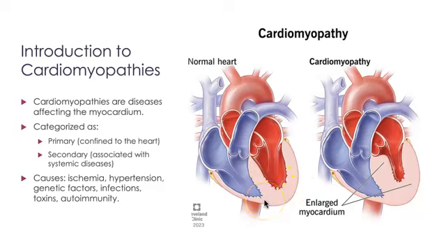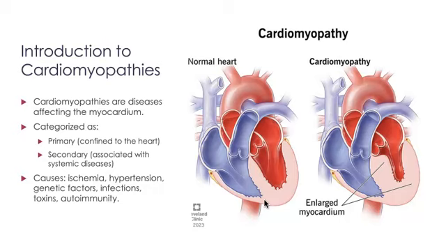And that term cardiomyopathy really comes from the Greek words cardia, meaning heart, and mys, meaning muscle, meaning disease of the heart muscle. And our cardiomyopathies can be categorized into primary, which are going to be conditions isolated to the heart, and secondary, which occur due to systemic conditions.